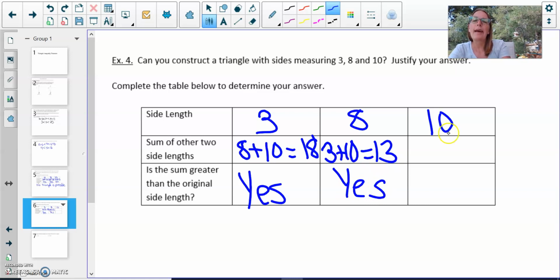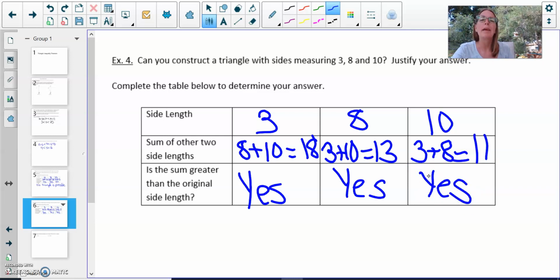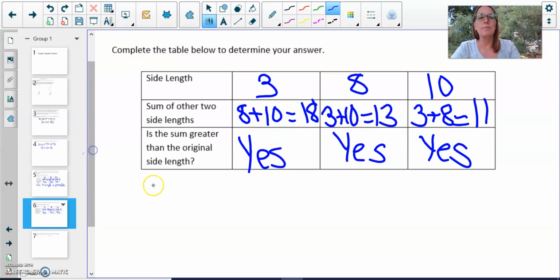Looking at the side of 10, I add together the 3 and the 8. That gives me 11. 11 is bigger than 10, so every single time the sum was bigger than the original side. So that means, yes, we can make a triangle.